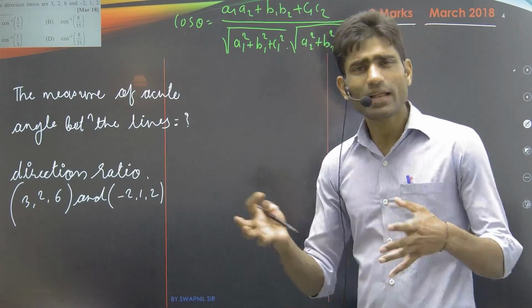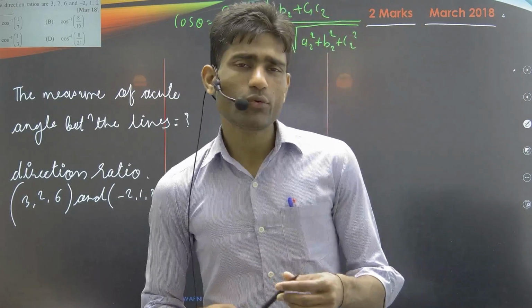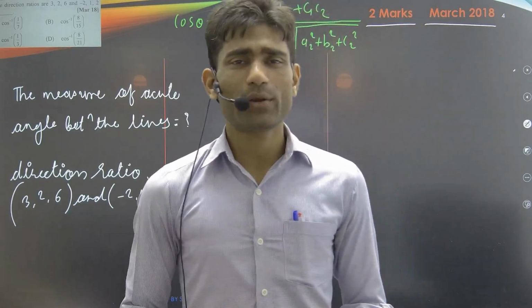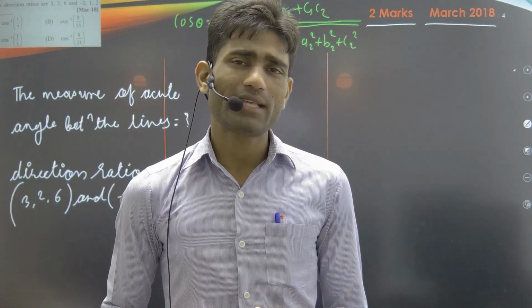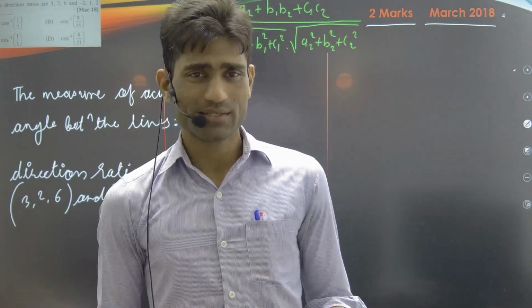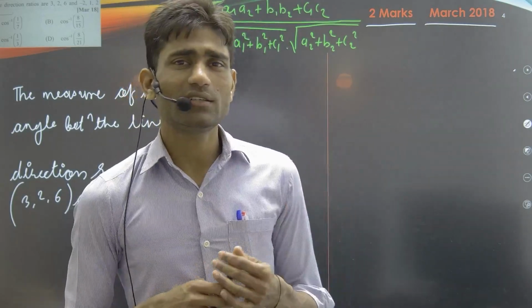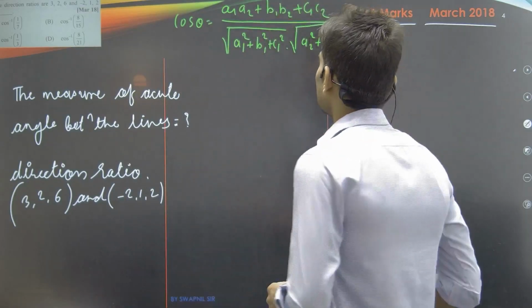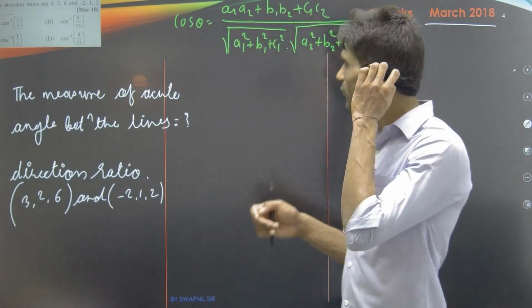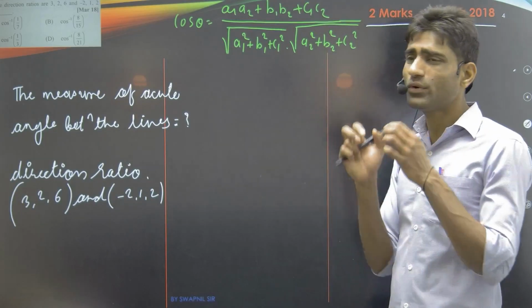There are plenty of other ways, but we don't have to go for another one, because we just need to focus on our question. Our required answer is in the form of cos inverse, so we cannot apply another result that can be difficult for getting the value of cos inverse. Now substitute the values of a1, a2, b1, b2, c1, c2 in our result.